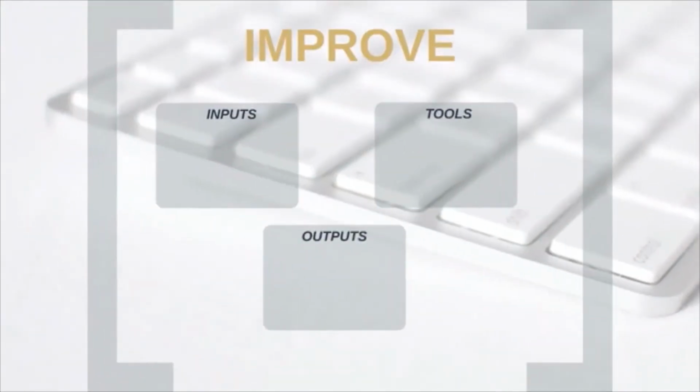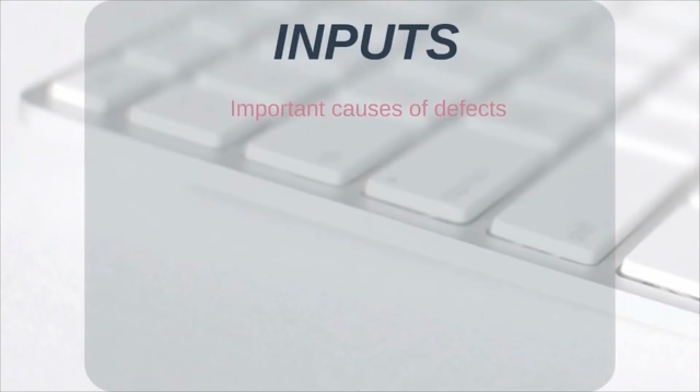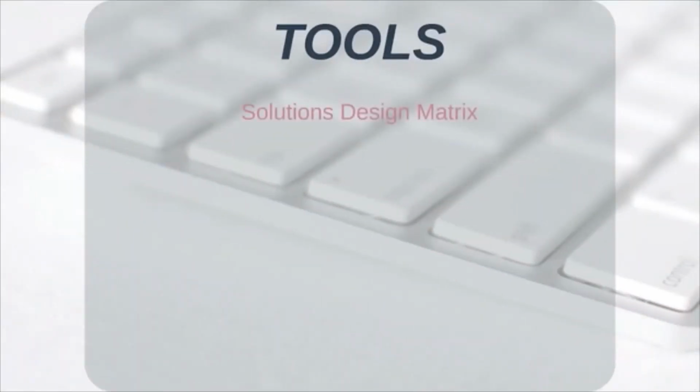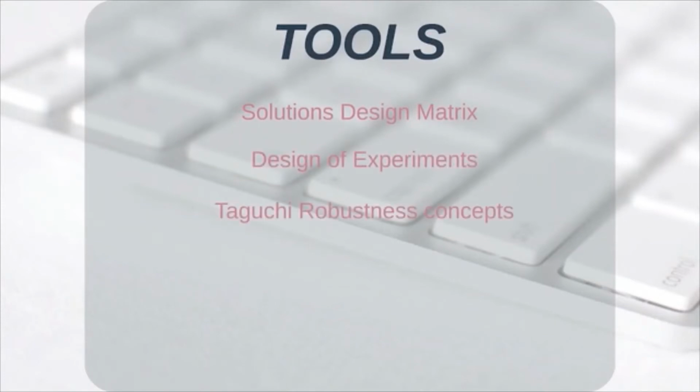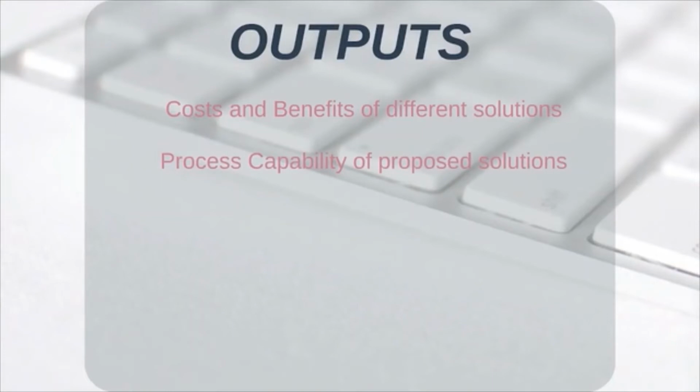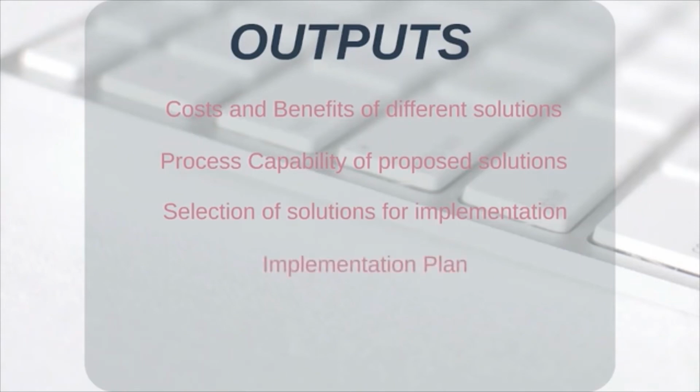In the improve phase, the inputs are important causes of defects, performance gaps, special and common causes of variation, cost and benefits of proposed solutions, and points of failure. The tools required in this phase are Solution Design Matrix, Design of Experiments, Taguchi Robustness Concepts, and Response Surface Methodology. The outputs of the improve phase are cost and benefits of different solutions, process capability of proposed solutions, selection of solutions for implementation, and implementation plan.